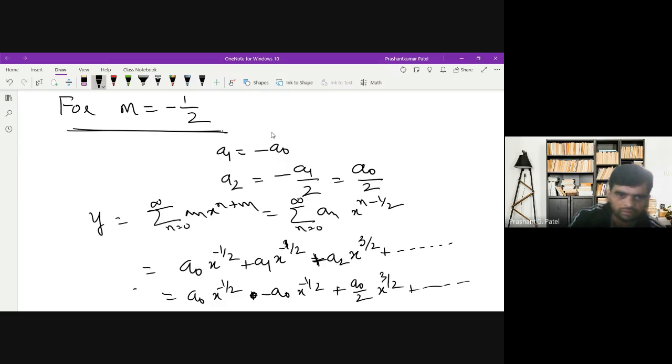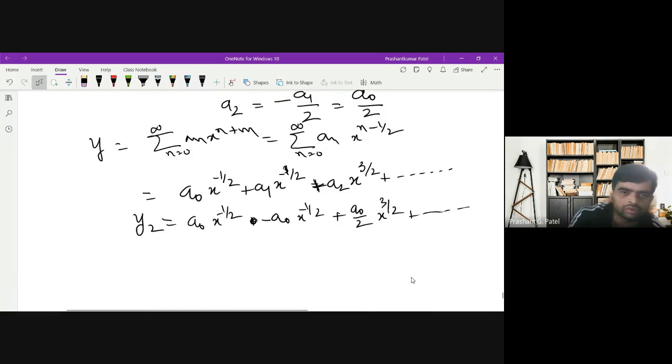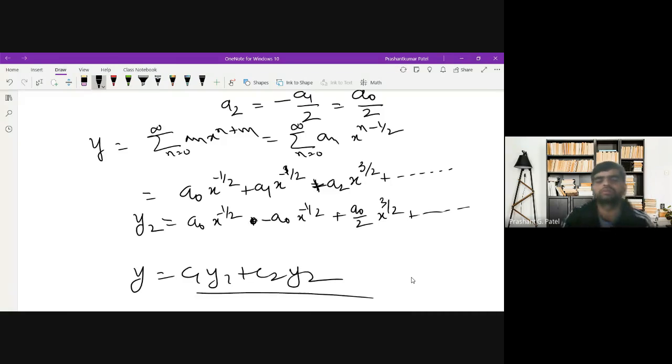And this is the another solution y2, and this y1 and y2 are linearly independent, and hence we can write down the solution which is of the form y equal to c1 y1 plus c2 y2, which is the general solution for the given differential equation. Okay, so we'll stop here for today.